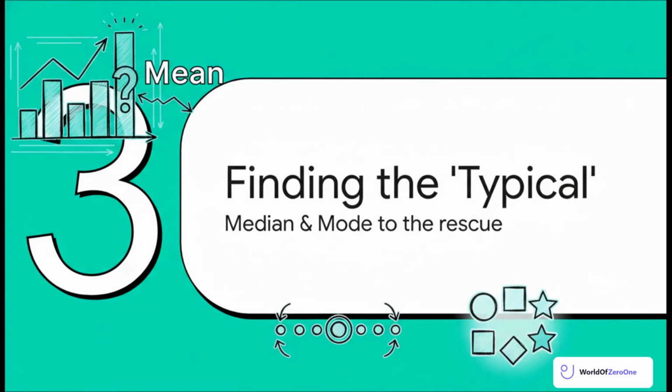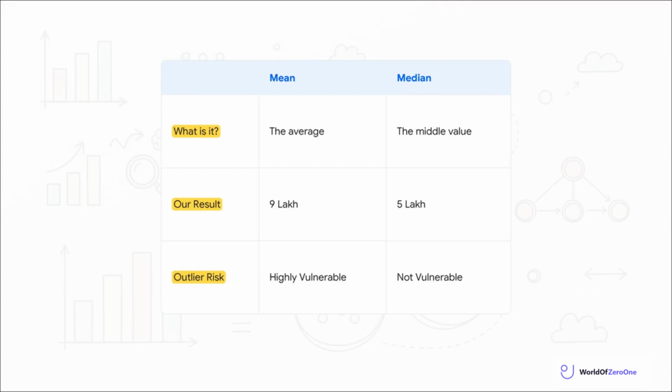Okay, so if the mean is giving us a distorted view, how do we get a more honest answer? How do we find that typical student salary? Well, this is where we bring in the mean's 2 best friends, the median and the mode. And this slide says it all. Look at the difference. The median is simply the middle value when you sort all the numbers in order. For our data, that's 5 lakh. And notice, the crazy 32 lakh outlier has 0 effect on it. Now that number, 5 lakh, feels a lot closer to the real experience of most students, doesn't it?